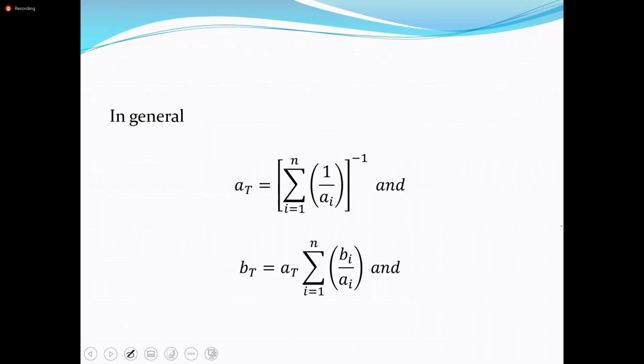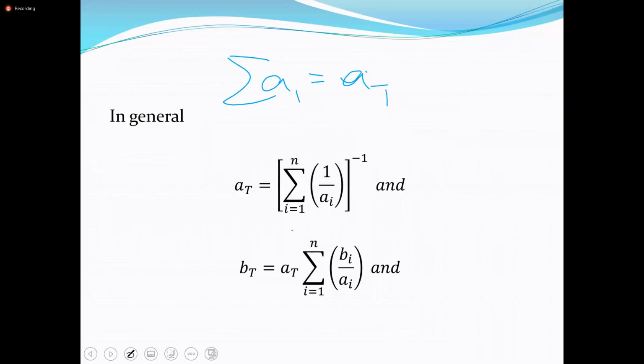Question, sir. Sir, isn't summation AI the same thing as AT? Go again? Isn't the summation of AI the same thing as AT? Same thing as AT? You mean? Yeah, you just said the summation of AI. That's what you said, equal AT. Yes, sir. Come on, look at the formula. It is sum of 1 over AI, the inverse of that. I'm asking for BT, sir.